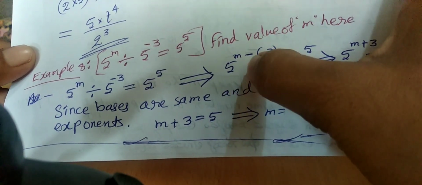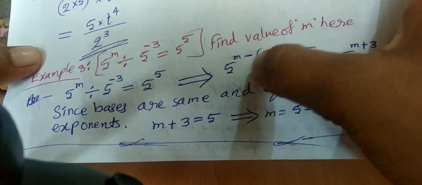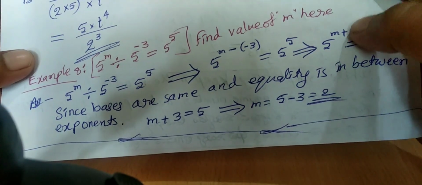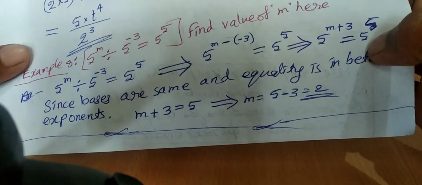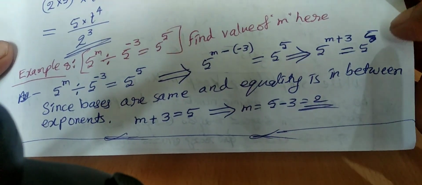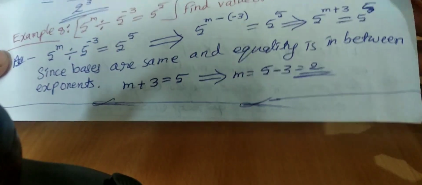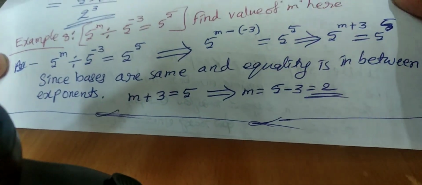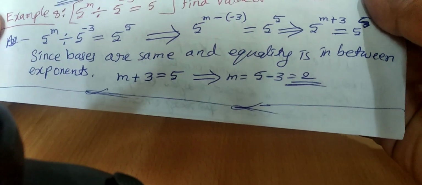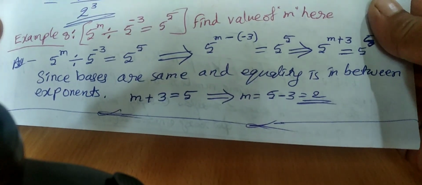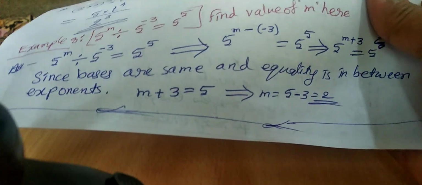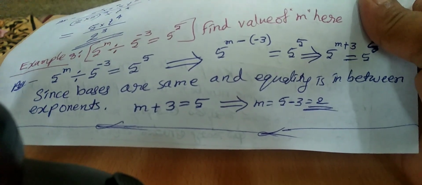That means 5 to the power m minus of minus 3 was the exponent. So minus of minus 3 it will be, which means 5 to the power m plus 3. 5 to the power m plus 3 equal to 5 to the power 5. Since equality is given and the bases are the same, the exponents are equal. So m plus 3 is equal to 5. That means m is 5 minus 3, which is equal to 2. So always keep in mind that we have to choose the formulas wisely and take easier steps.